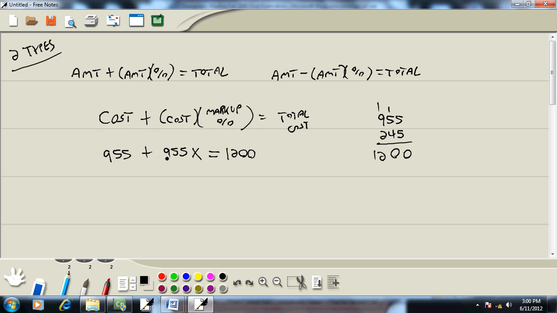Well, at this point, we're ready to solve this. So this is a linear equation. First step, get rid of parentheses, don't have any. Second step, get rid of fractions, don't have any. Third step, get everything with x on one side, numbers on the other side. So I'm going to take this 955 and move it to the right side. So I got 955x is equal to 1200 minus 955.